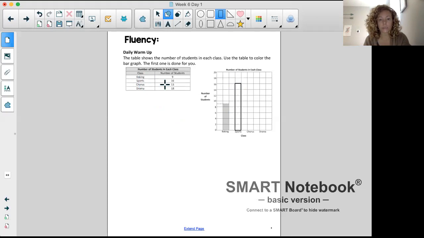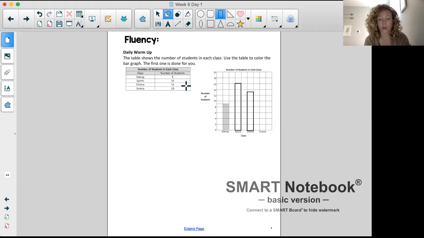All right, chorus class is here. There are 13 students. 13 is odd, so it's not going to show up on our numbers, but 13 is between what two even numbers? Hopefully you said 12 and 14, right? So I'm going to make sure I'm right here in the right column, and I'm going to go up to halfway between like that. And that shows 13 students.